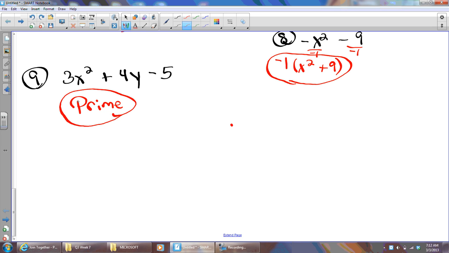It has no factors other than 1 and itself. Like 7 is a prime number. The only 2 numbers that I can multiply to get 7 when I'm considering positive natural numbers are 1 and 7. That's it. This expression is prime.